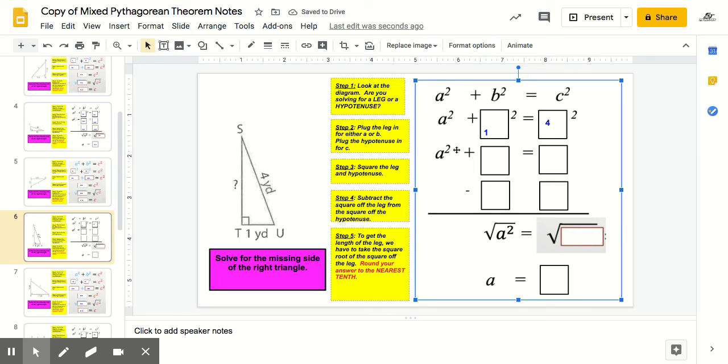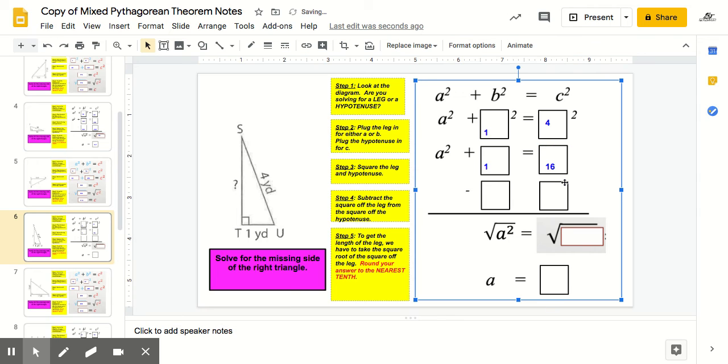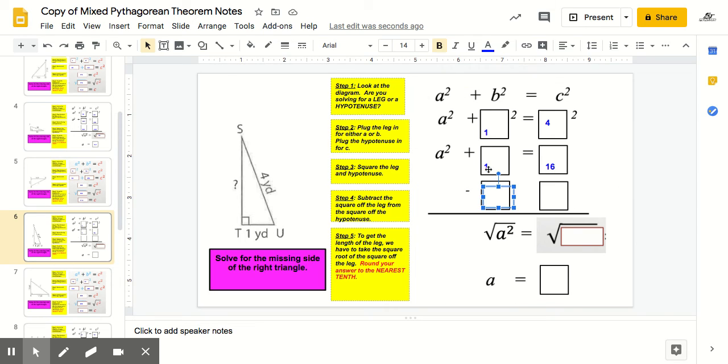Okay, now you're going to square these two numbers. You bring down the a squared. 1 squared is simply 1, and 4 squared is 16. Then we have a two-step equation right here. So your next step is to subtract the constant from both sides. So we're going to subtract 1 on both sides of the equation.